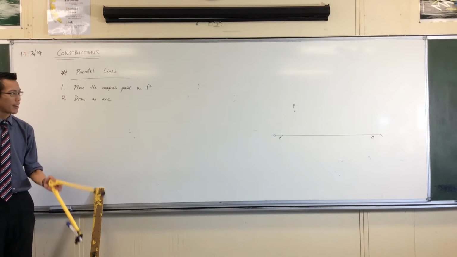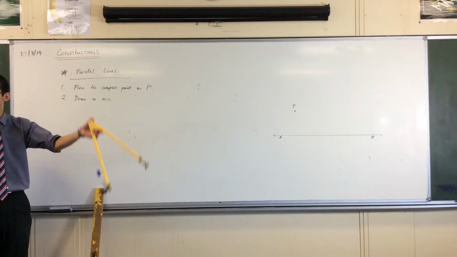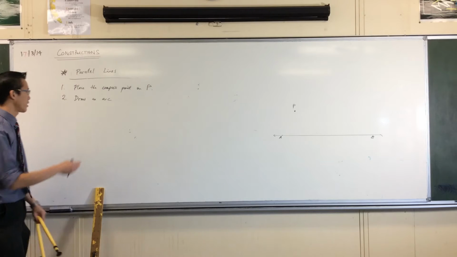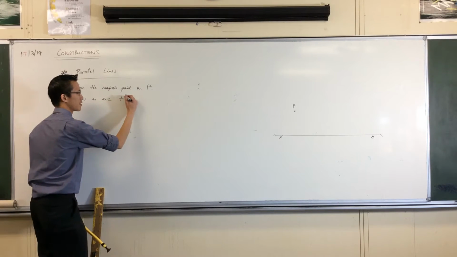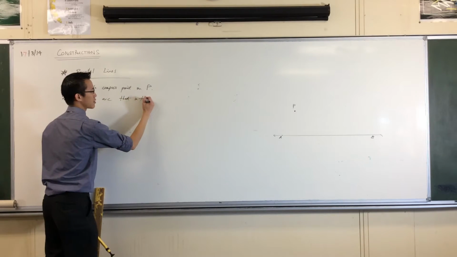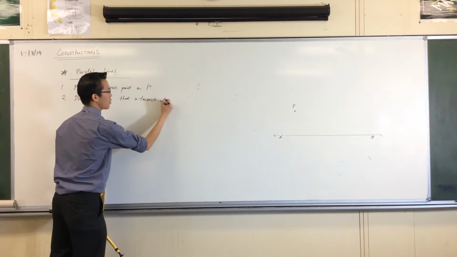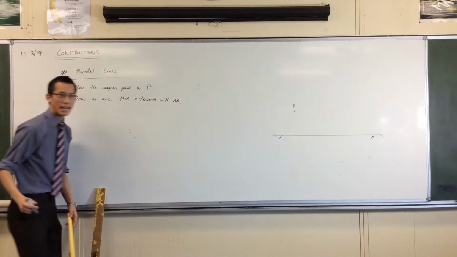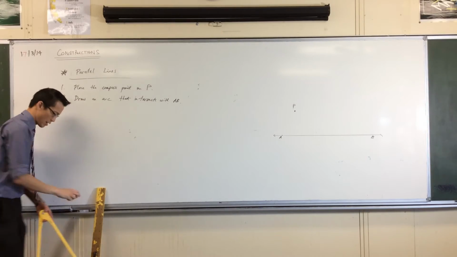First, I want to draw an arc that'll intersect with AB. See why we introduced all this language? So that we can actually describe what's going on. Okay, so draw an arc that intersects with AB. Okay? So let me quickly do that.